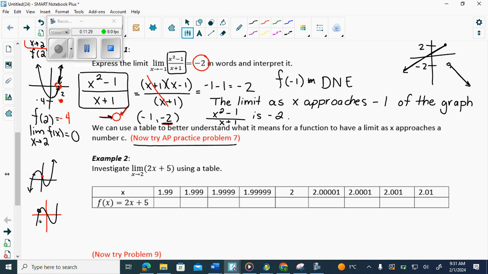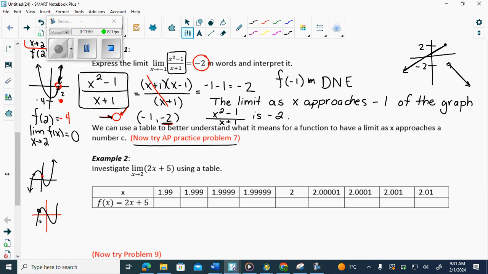So the only time your limit and f of whatever might not be the same is when your function is not continuous. So polynomial functions are continuous, right? Degree 1, 2, 3, 4, quadratics, cubics, linears, those are all continuous. So your value at f and your limit will always be the same. It's only when you don't have continuous functions. So let's look at this one here.